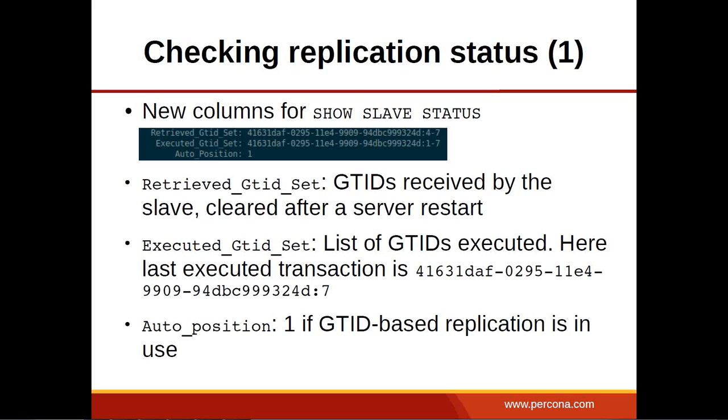Of course, this executed GTID set is persisted after a restart. And the next thing we have is Auto_Position, which is simply 1 if you're using GTID-based replication. So if you want to make sure that you're using GTID-based replication, for instance if you have a script checking for that, you can look at the value of Auto_Position in SHOW SLAVE STATUS.